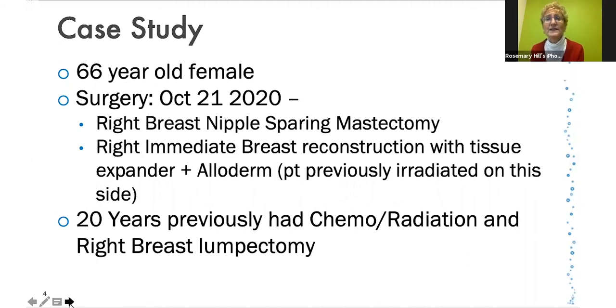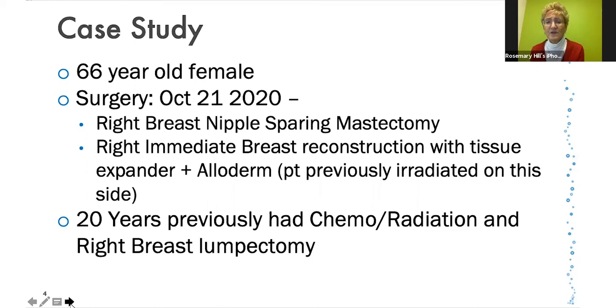It's a 66-year-old lady. She had had surgery on October 21st, a right breast nipple sparing mastectomy, and a right immediate breast reconstruction with the tissue expander, and the alloderm was there as well. But it was on a previously irradiated side. So 20 years previously, on that same breast, she had had radiation and, at the time, chemo. And the surgeon was well aware that this was a high-risk procedure because tissues that had been radiated are more at risk.